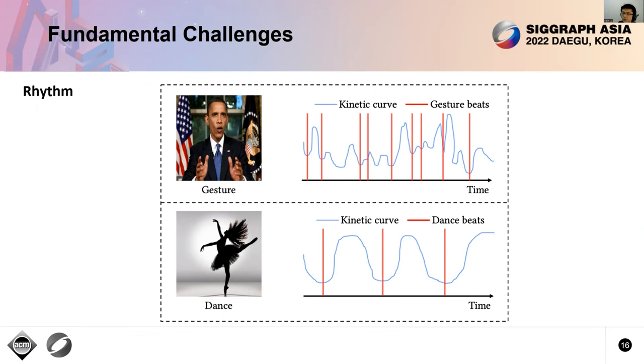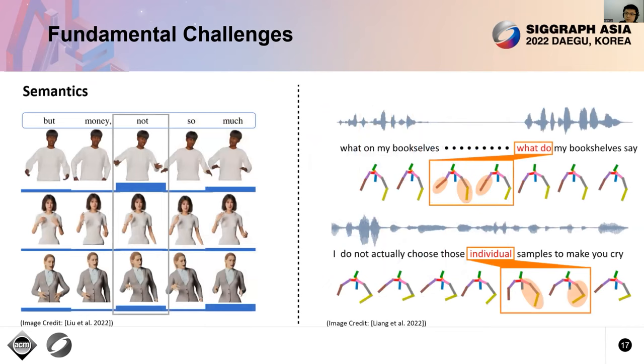And another problem is the semantic correspondence. For gestures, it's different from sign language. For gestures, we know the correlation between the gesture motion and the audio is very weak. For example, different people, or even the same person, can use different gestures for the same words.